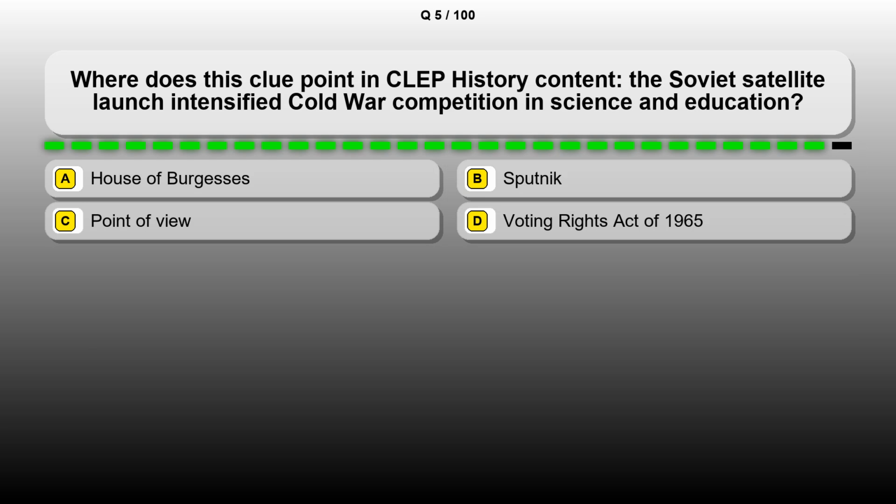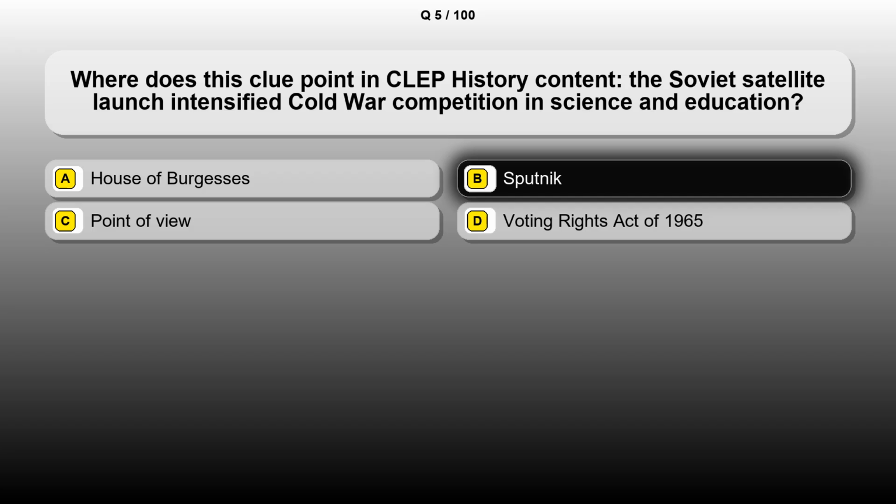Question 5. Where does this clue point in CLEP history content? The Soviet satellite launch intensified Cold War competition in science and education. Option A, House of Burgesses. Option B, Sputnik. Option C, Point of View. Option D, Voting Rights Act of 1965.